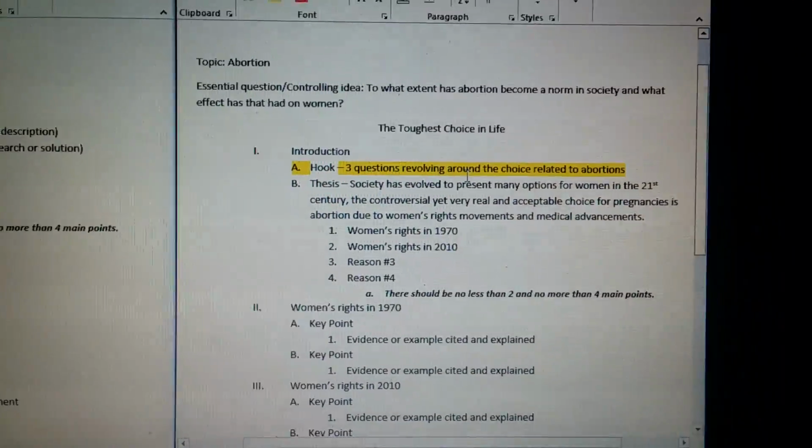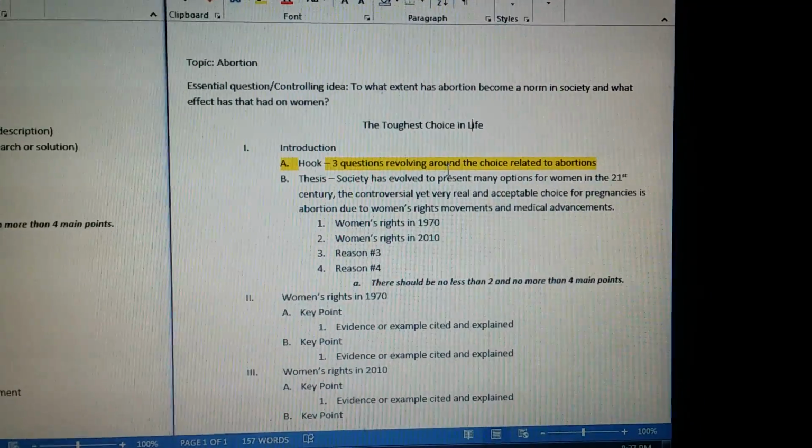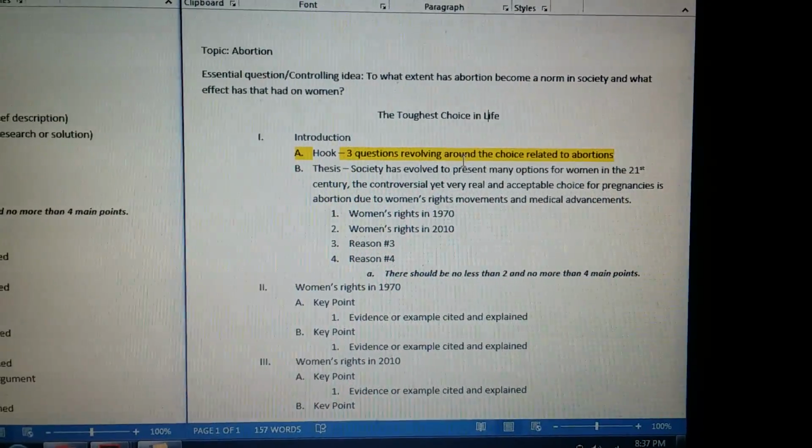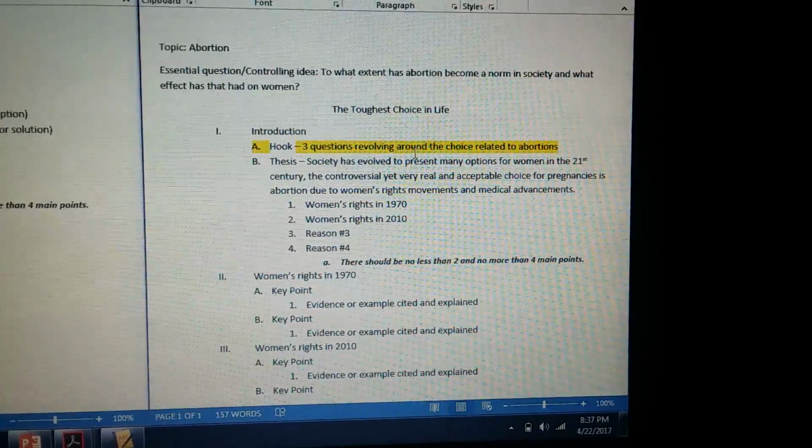There you go. And this is how you continue to do the outline, okay? If you get stuck somewhere along the line, send me a text message. Let me know. I hope this helps.